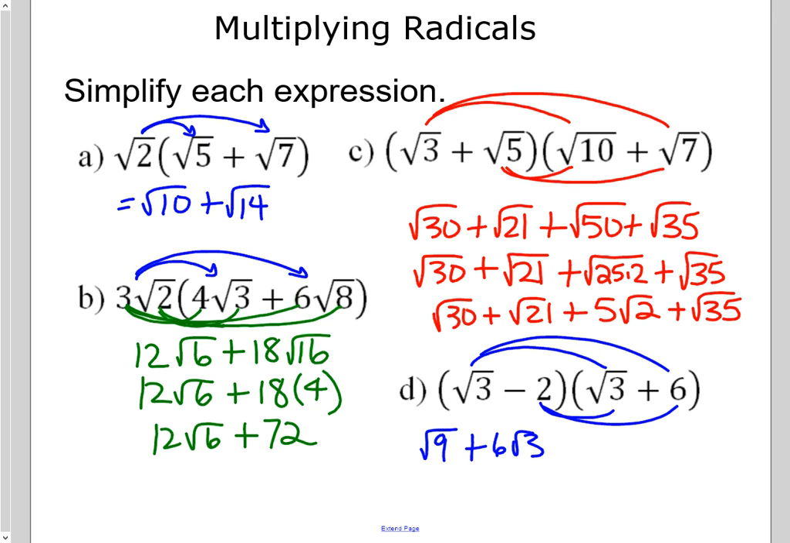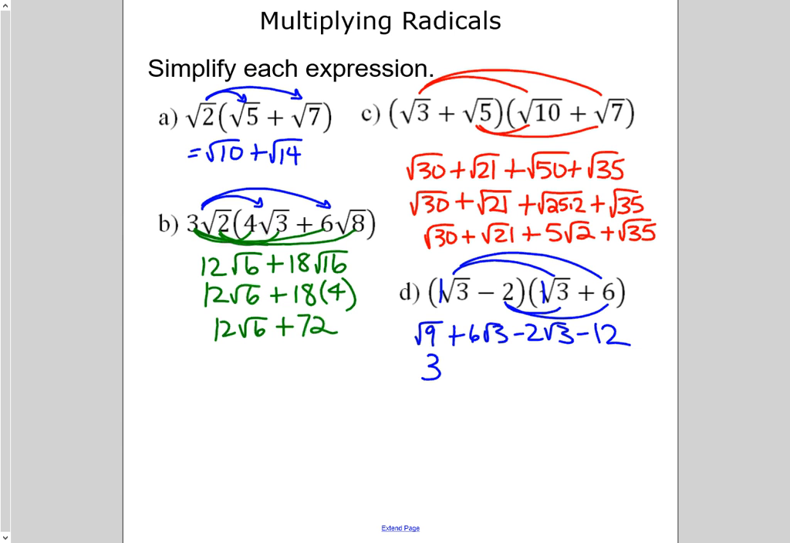Notice, because it's not under the radical sign, that it's what we call a leading coefficient. So it's like this has a 1 in front of it, the root 3. So it's like multiplying 1 root 3 by 6, so 6 root 3. Same thing over here, negative 2 times root 3. That's like there's a 1 out front, so negative 2 times 1, which is negative 2 root 3, and then negative 2 times a positive 6 is going to be negative 12. Okay, so we can keep going with this.